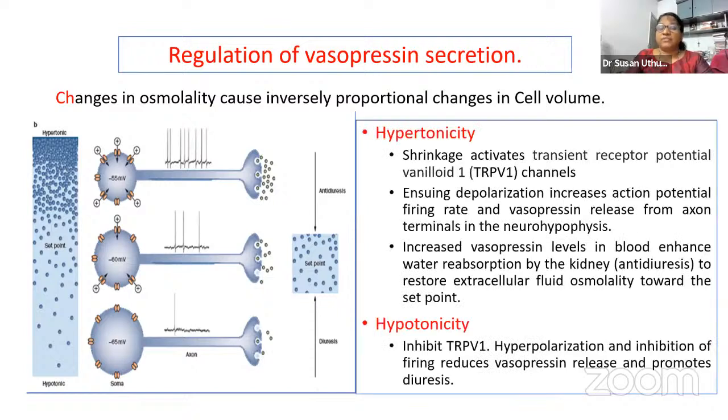The shrinkage of the cells will increase the activity of the transient receptor potential TRPV1 channels. The depolarization will increase the action potential firing rate, and vasopressin is released from the axon terminals in the neurohypophysis. Increased vasopressin levels in the blood enhance water reabsorption by the kidney, restoring the extracellular fluid osmolality towards the set point. Whereas if hypotonicity is happening, the cell volume will increase, producing hyperpolarization and inhibition of firing of the TRP channels, which reduces vasopressin release and promotes diuresis.